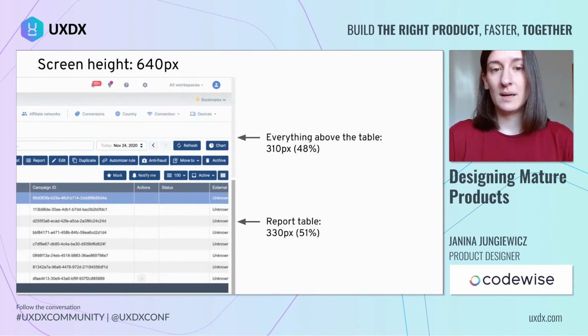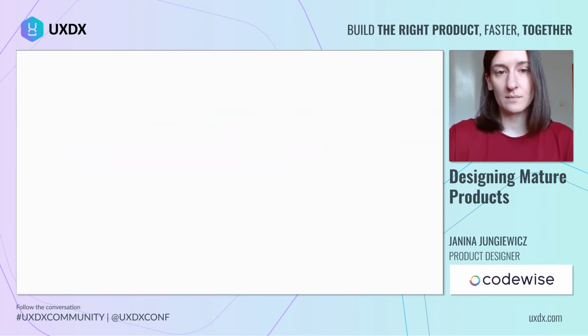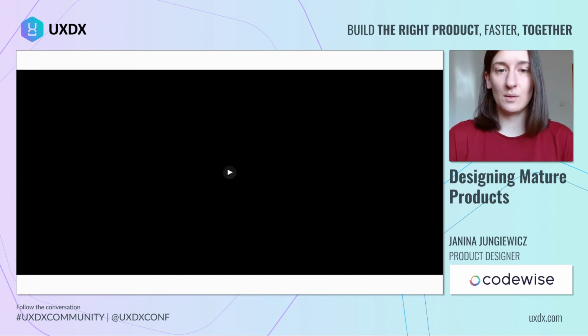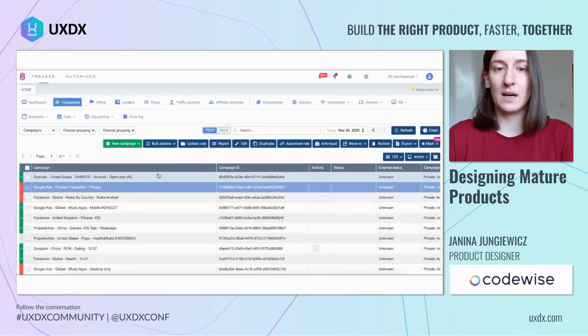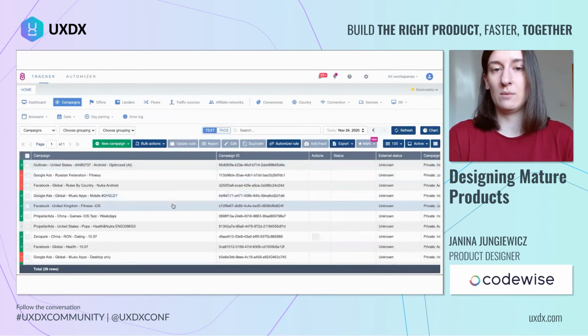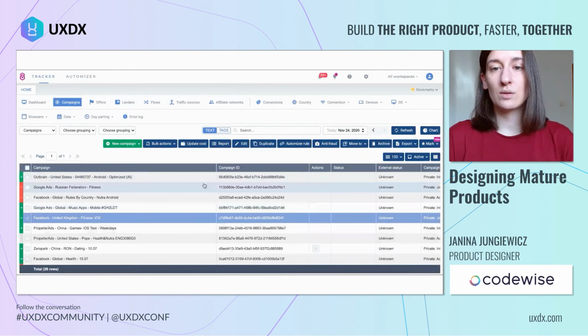And the buttons grew in numbers, and despite the fact that some were much more often used than others, they had the same hierarchy, being in the same line above the table. And also due to the design that I mentioned and some past decisions made, some of the buttons were appearing out of nowhere once a campaign was selected, which made the whole screen jump.